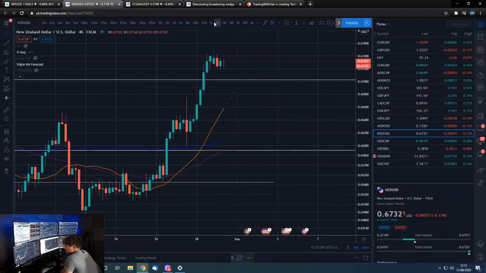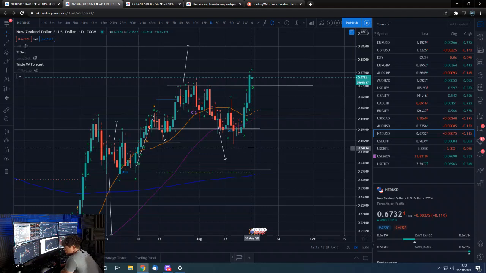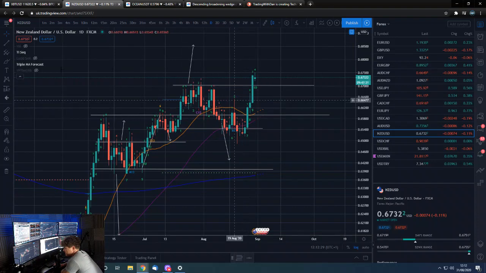New Zealand dollar, US dollar on the daily, another one looking good. Yeah, it was in a descending channel that broke up. That's what you obviously got to watch with descending channels. They can break up, ascending channels break down. Descending wedges break up, ascending wedges break down. But yeah, this is their channels broke up. So yeah, making new recent highs here.